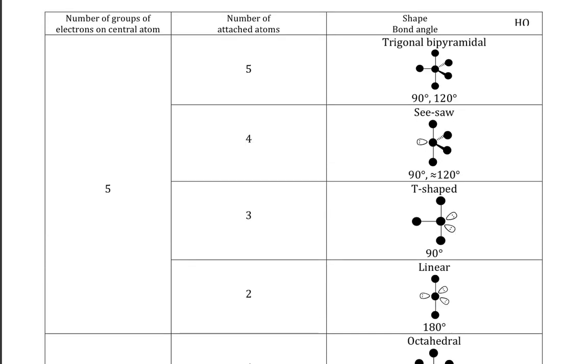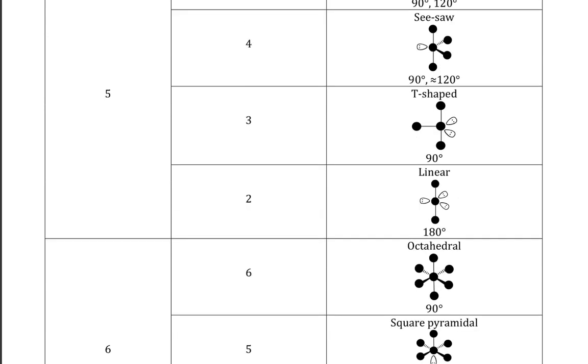Okay, and then just going on with the 5 groups of electrons on the central atom. Now there are 3 attached atoms, so we get what's called T-shaped. Again, tip that 90 degrees, and you would see that bond angle there. Both of those would be 90 degrees. Oh, in the seesaw shape, those bond angles are 90 degrees, as well as about 120, a little less than 120 because of the lone pair squeezing that bond a little bit. If we have only 2 attached atoms with 5 groups of electrons, we end up with linear, 180 degree bond angle.